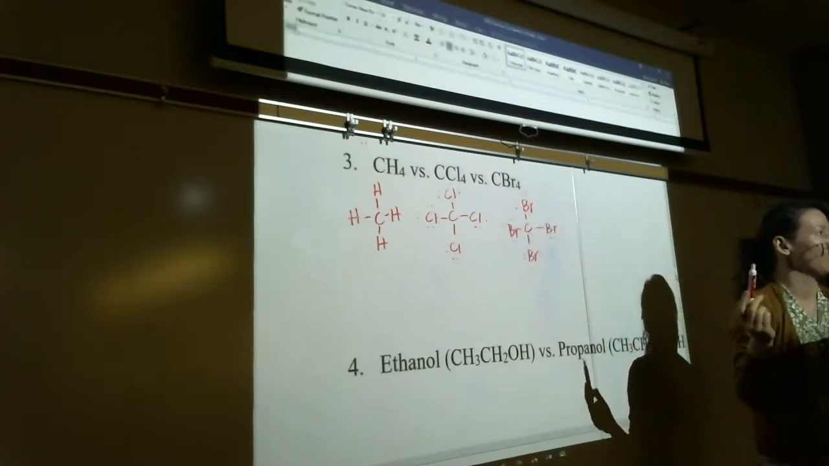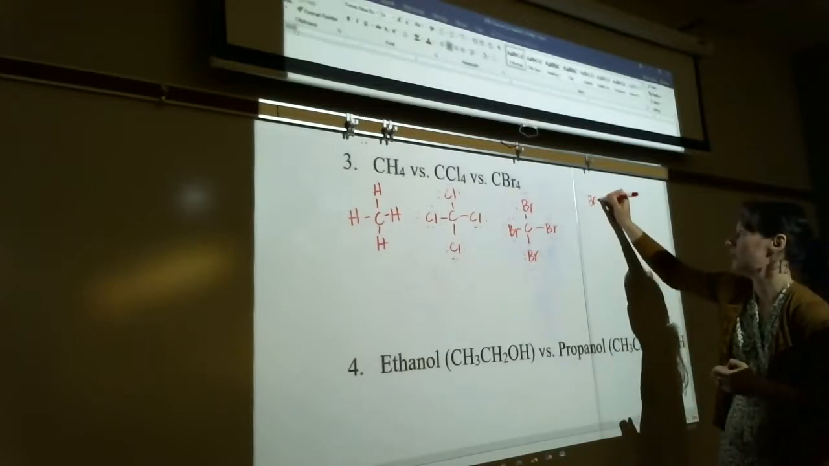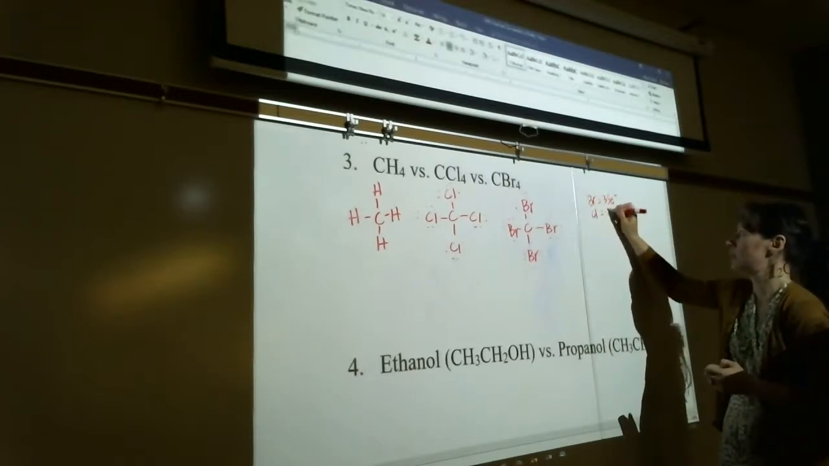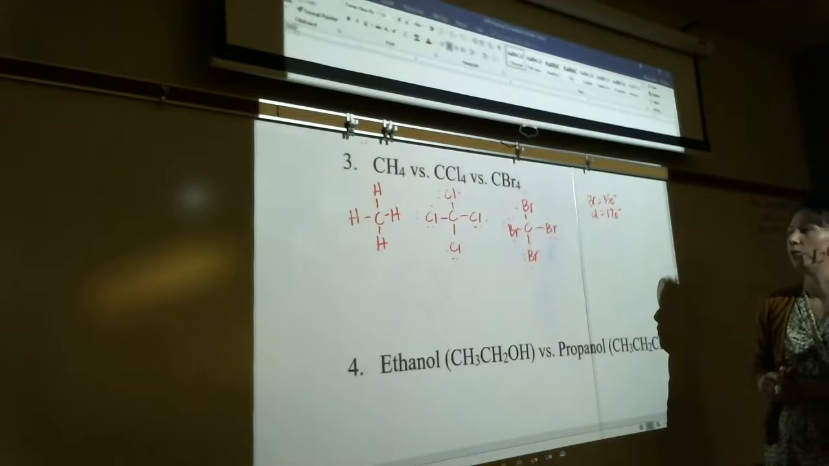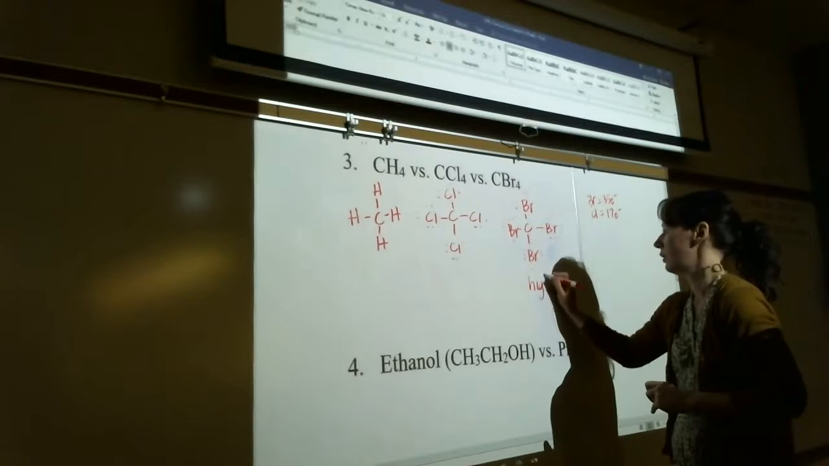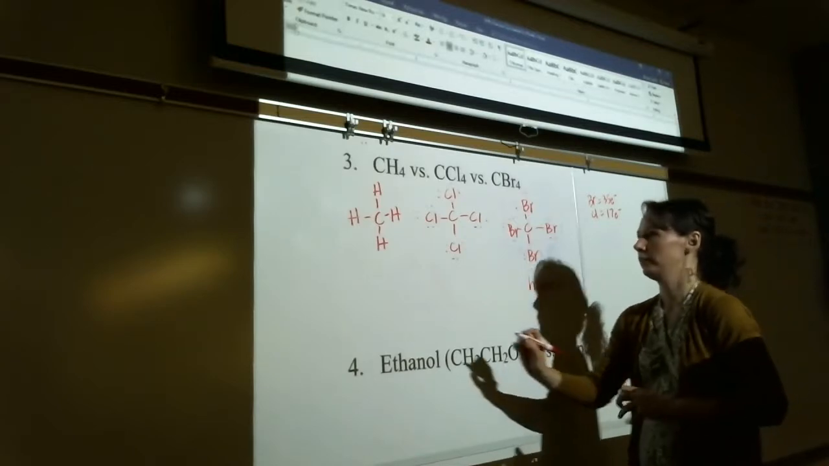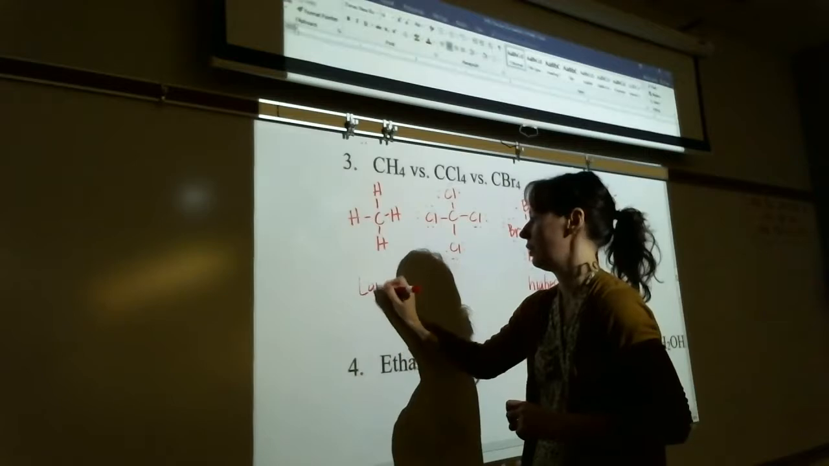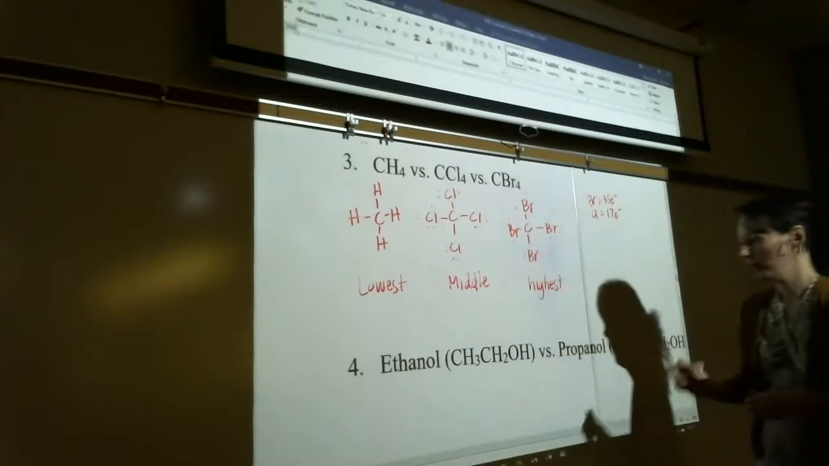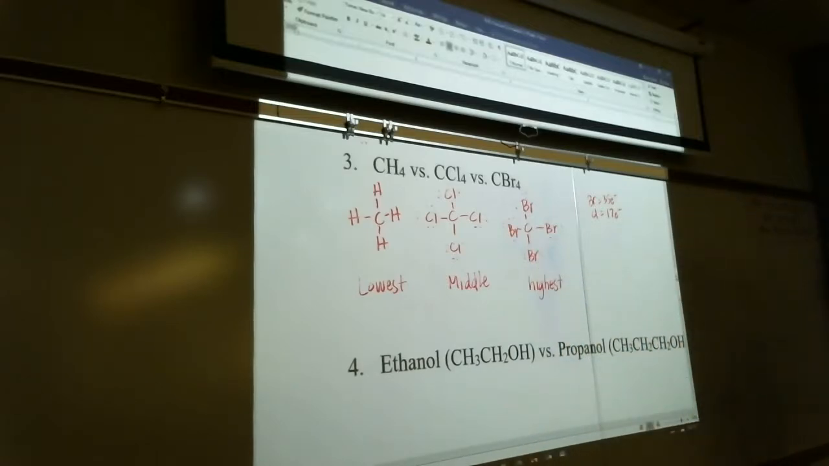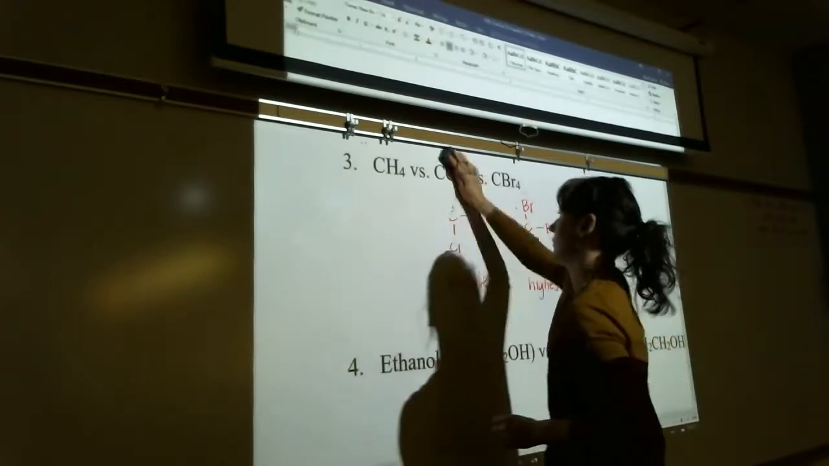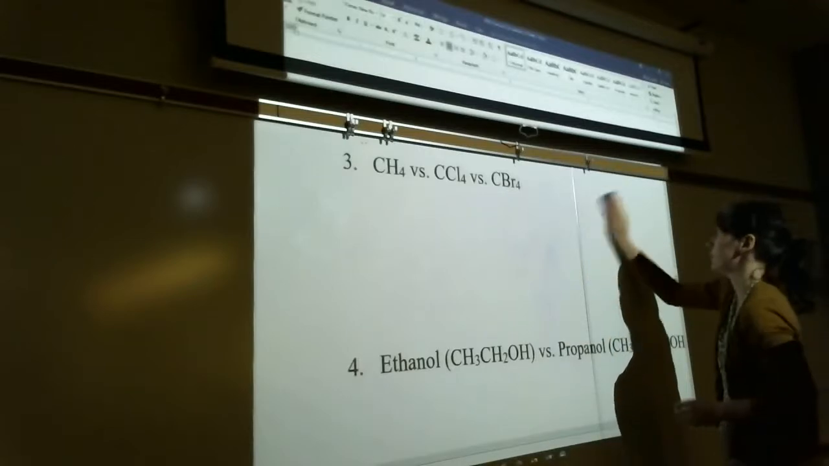So now we look at the periodic table. Bromine has 35 electrons versus chlorine, 17. So who's going to have the highest boiling point? So this one's got the highest. Who's got the lowest? Methane, right. And then this one's the middle. Questions on this one? All right. So they were already ranked for us.